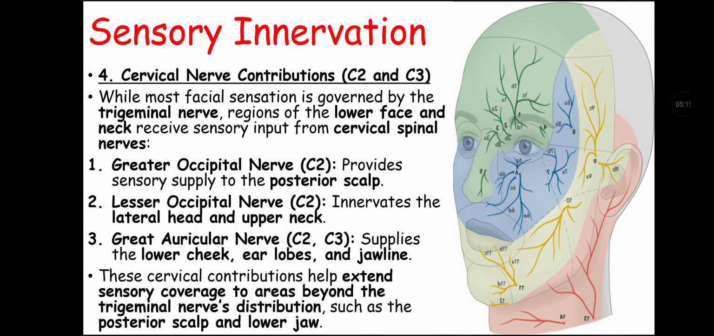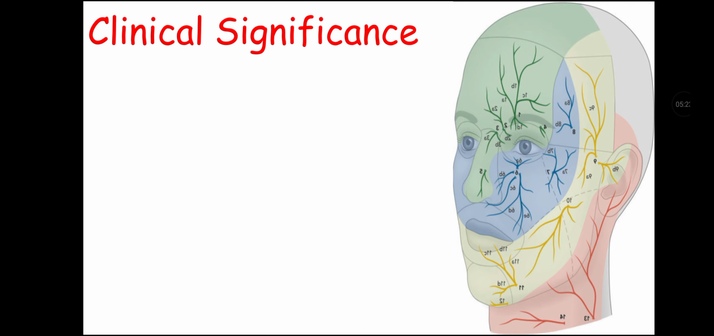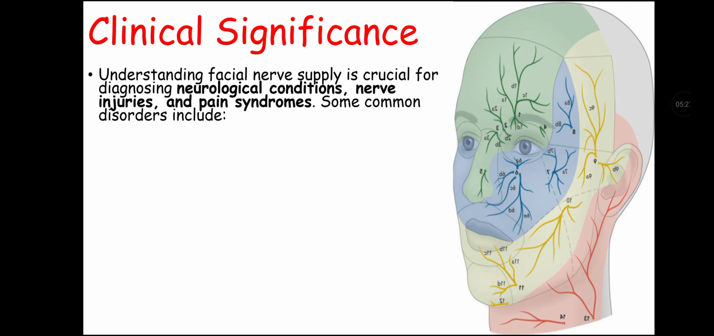And these cervical contributions help extend sensory coverage to areas beyond the trigeminal nerve distribution, such as the posterior scalp and lower jaw. Now let's talk about the clinical significance of sensory nerve supply of the face. Understanding facial nerve supply is crucial for diagnosing neurological conditions, nerve injuries, and pain syndromes.